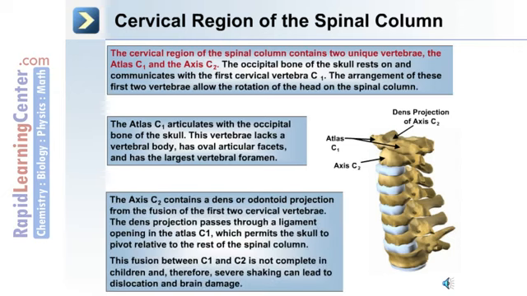The axis, C2, contains what's called a dens or odontoid projection, and this is from the fusion of the first 2 cervical vertebrae. The dens projection passes through a ligament opening in the atlas, which permits the skull to pivot relative to the rest of the spinal column. This fusion between C1 and C2 is not complete in children, and therefore severe shaking of a child can lead to dislocation and subsequent brain damage.